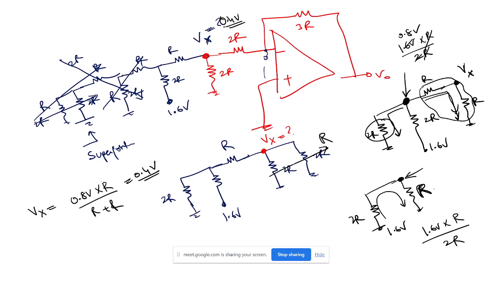What is there in next? Very easy, na? So Vx, the current entering the node is the current leaving the node, because this current is anyway 0. So 0.4 volt minus 0 by 2R is equal to 0 minus V naught by 3R.